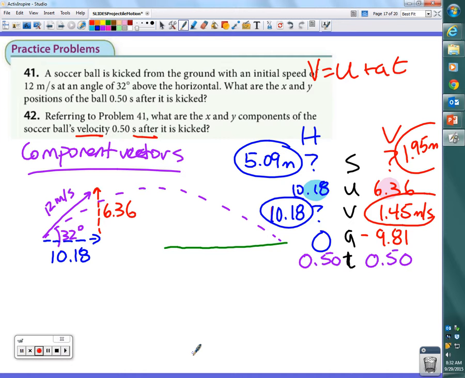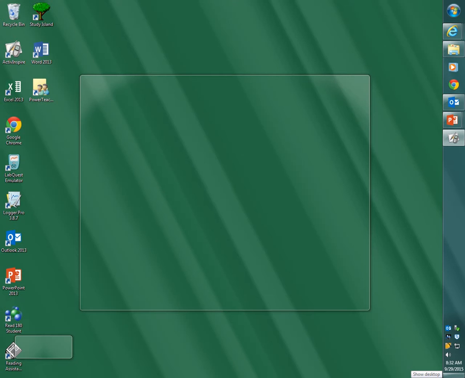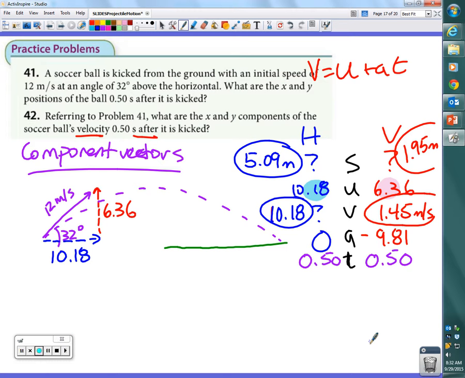Did we get 1.45? Okay, so question. Has this ball reached the top yet? Devin says no. He's right. How do we know that the ball hasn't reached the top yet? Good. It's not negative, right? That vertical velocity is still positive, meaning that in the vertical dimension, it's still going upward, right?